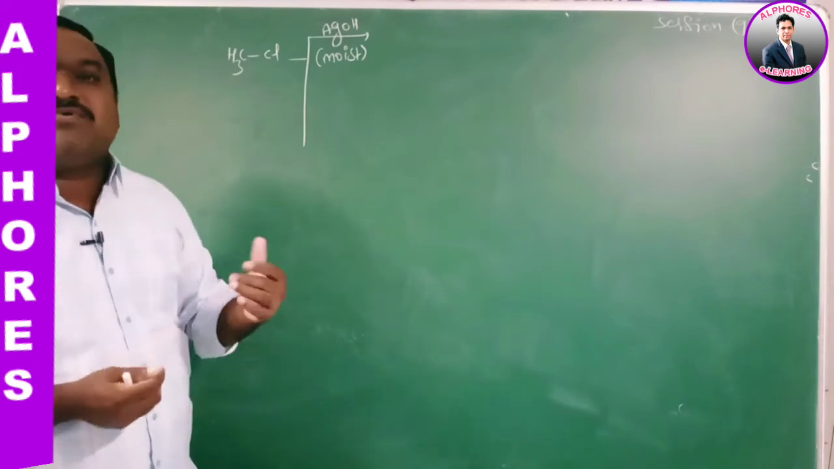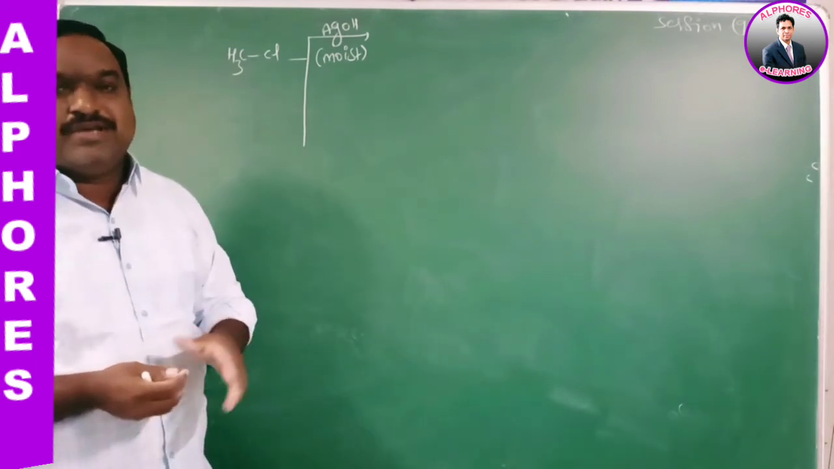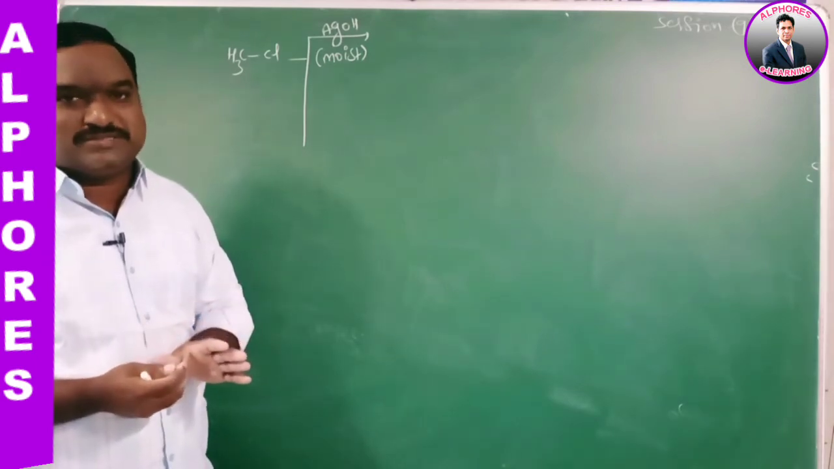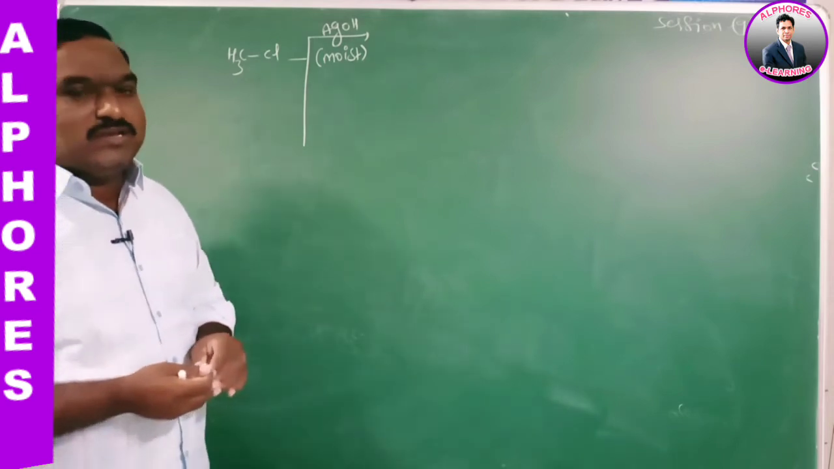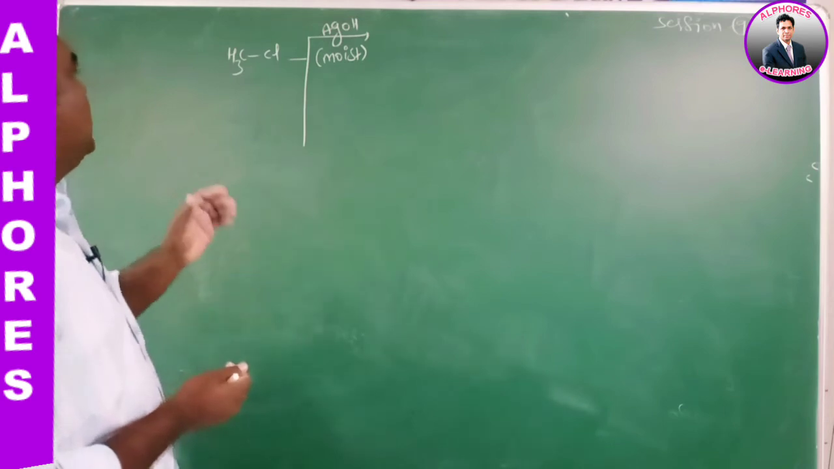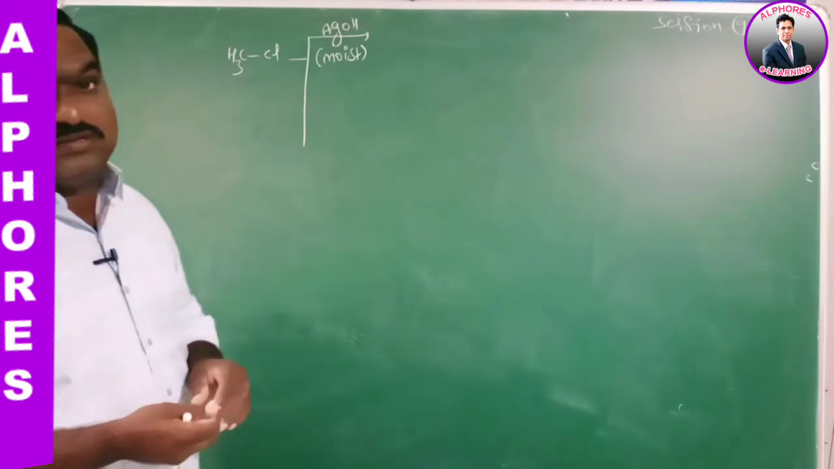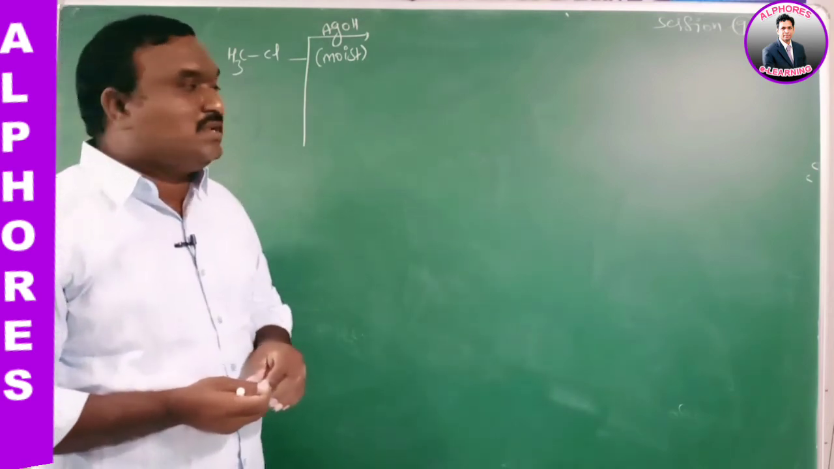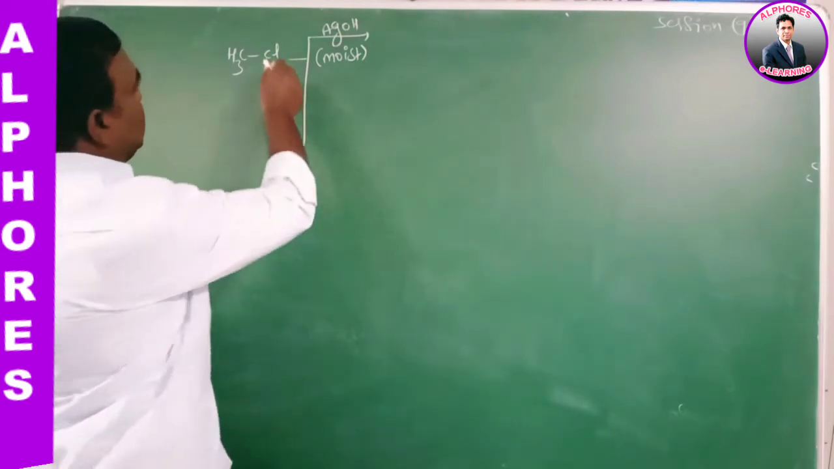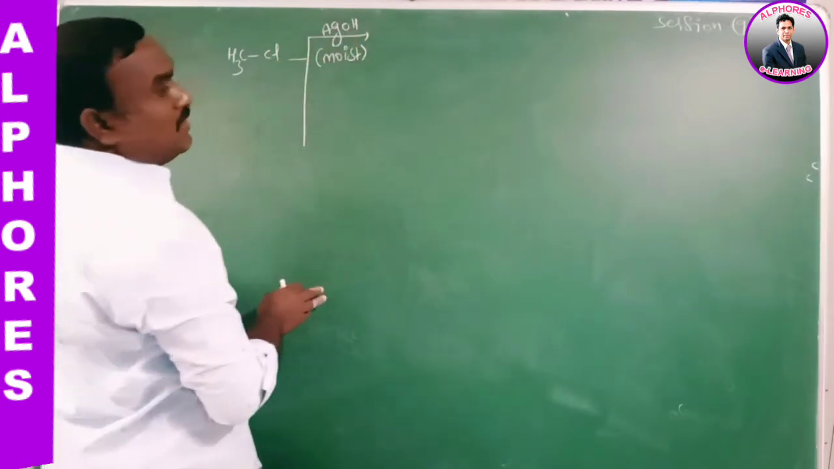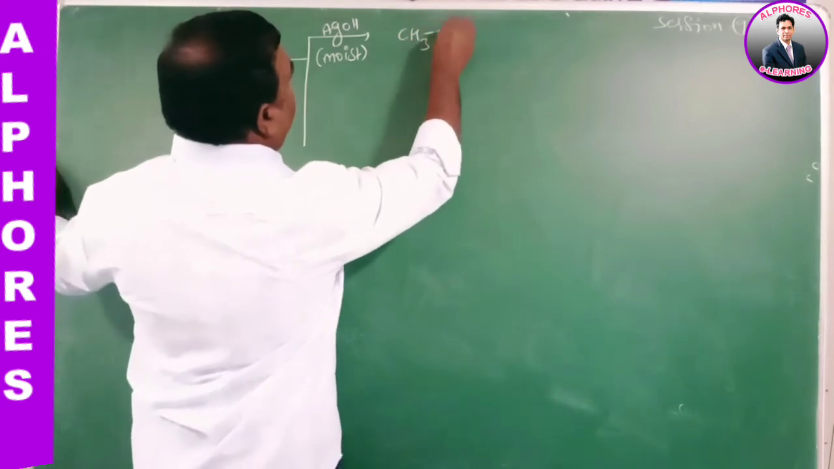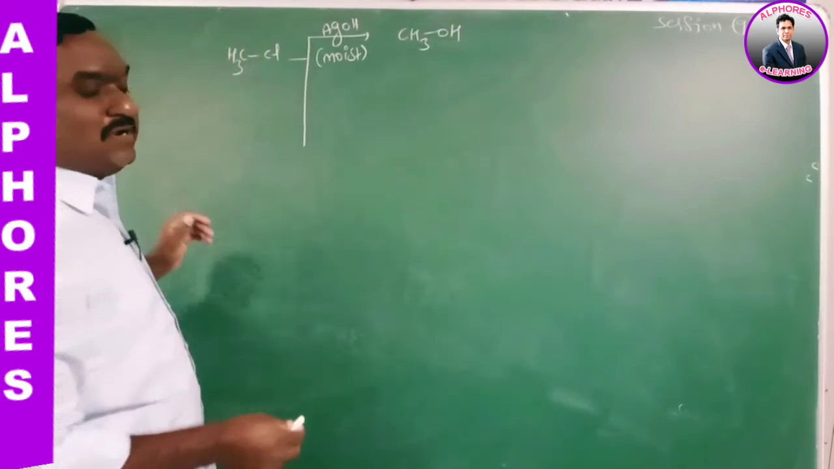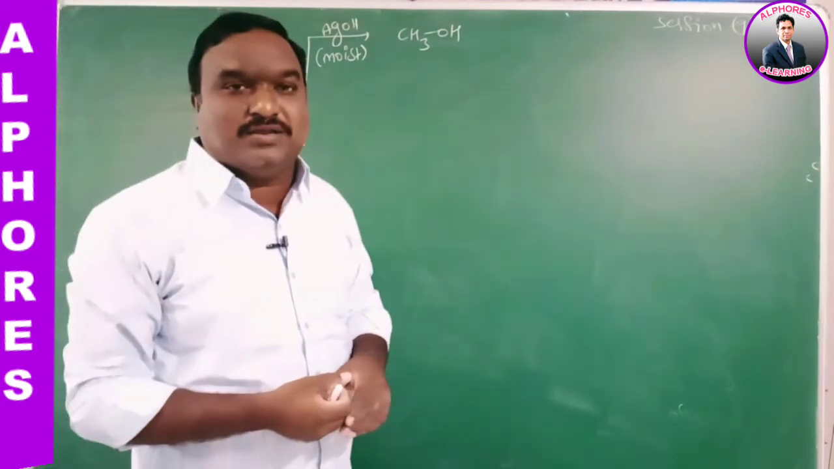This is nothing but one type of hydrolysis reaction, with Ag+ and OH-. OH- is the nucleophile in this case. The incoming nucleophile is OH-, and the outgoing nucleophile is Cl-. So Cl- is substituted by the incoming OH. The final product is methyl alcohol.